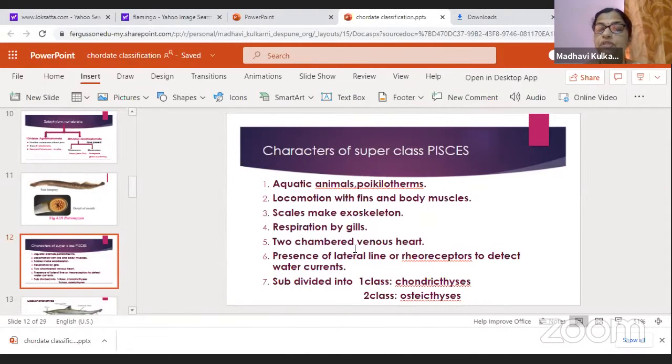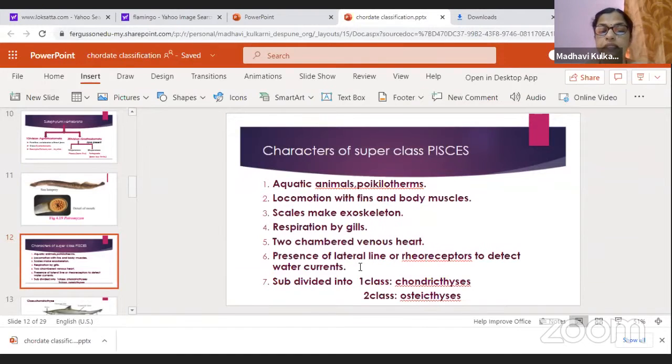Fishes have a two-chambered heart. A single auricle and a single ventricle are present, and that is why this heart is called a venous heart. Why venous heart? Because from the ventricle, only deoxygenated blood is circulated throughout the body. That is why we say that all fishes possess a venous heart.